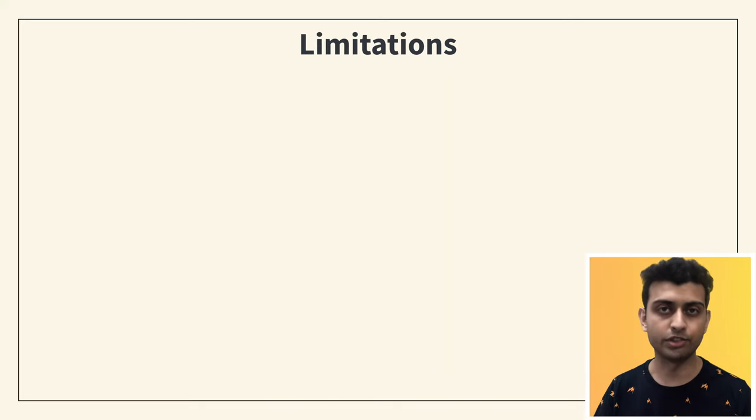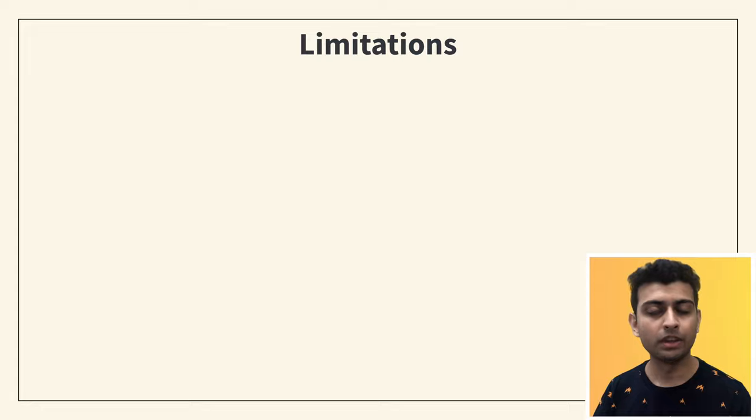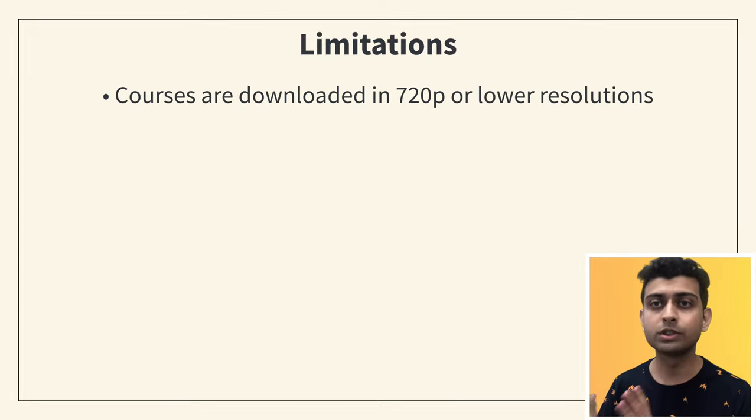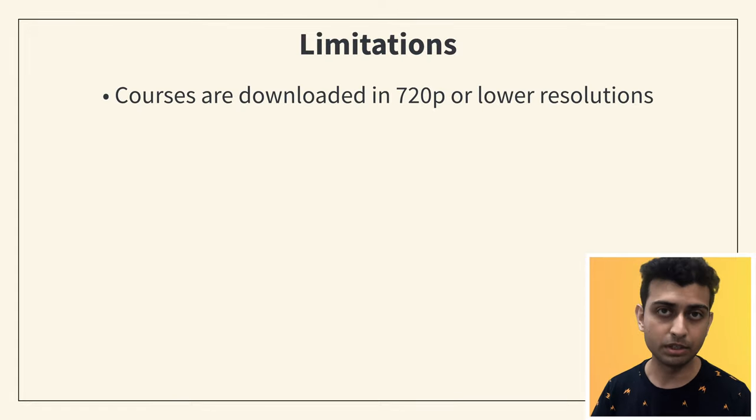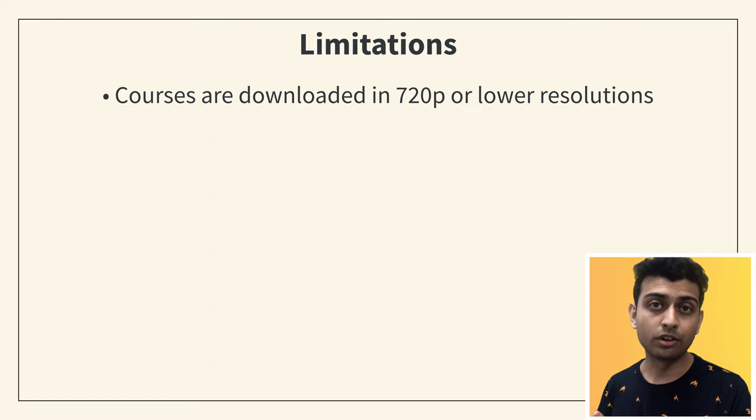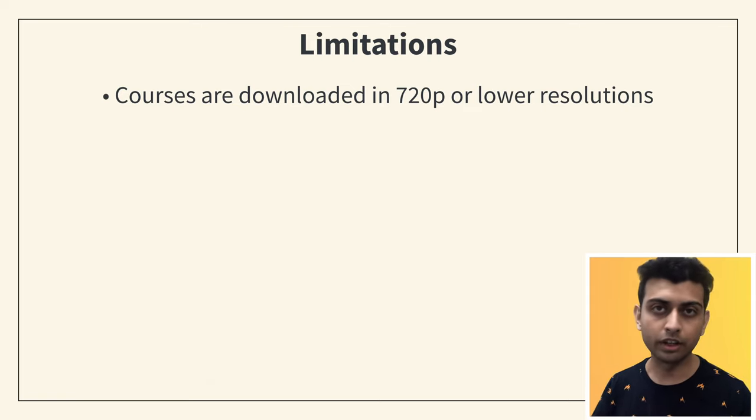Now, what are some restrictions? What are some limitations of using this method? Well, for me at least, all the courses are downloaded in 720p. Many courses on Skillshare are in full HD, that's 1080p. So it's sort of a downgrade going from 1080p to 720p. And many people complain about that. To download videos in 1080p, watch the next method that I'm going to share with you.